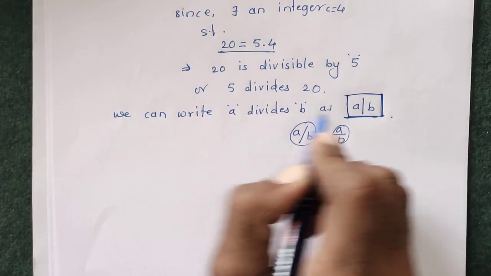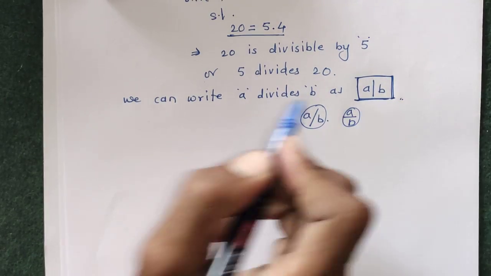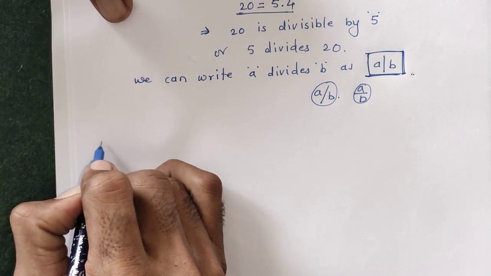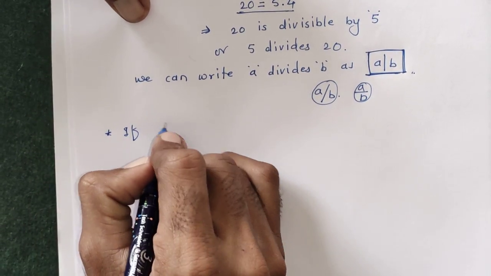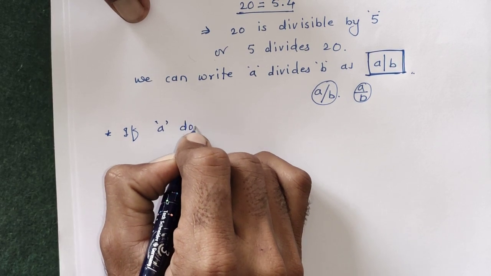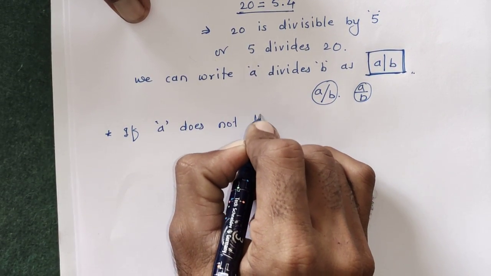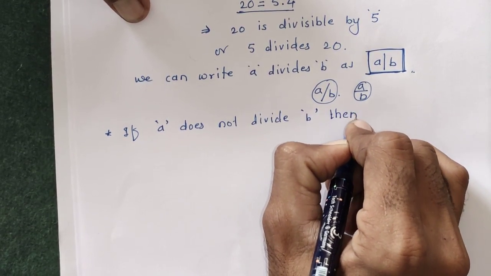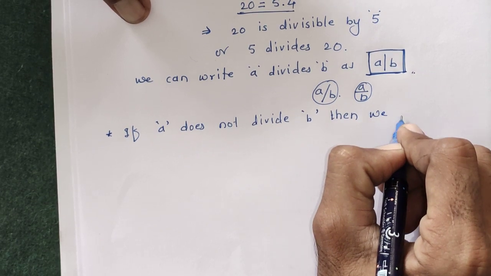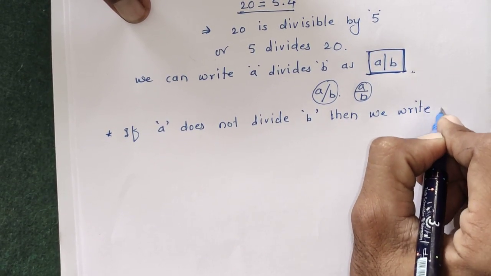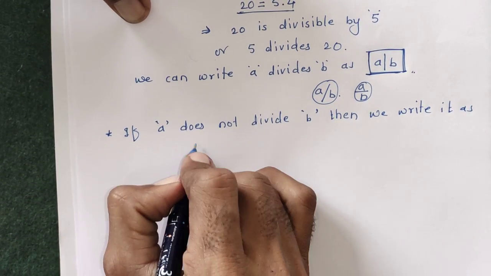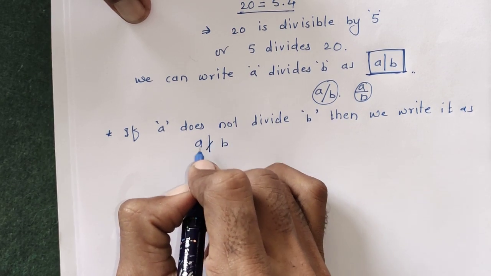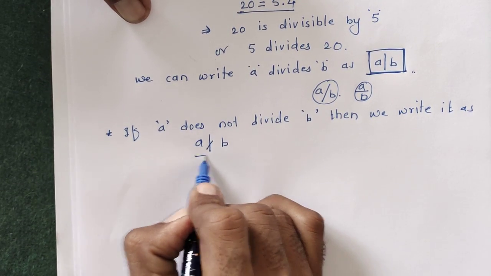If a does not divide b, then we write it as a does not divide b. This is the notation of a does not divide b.